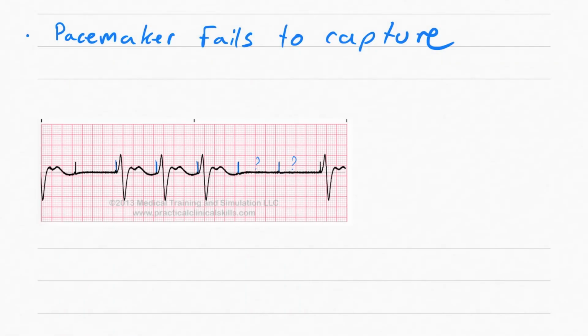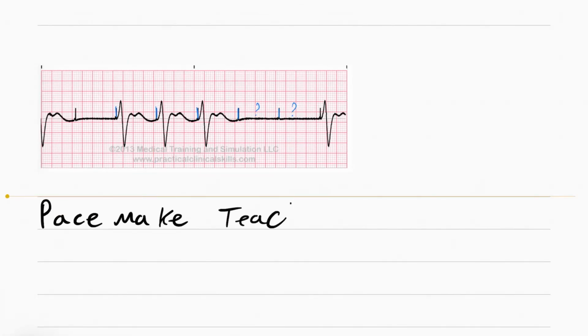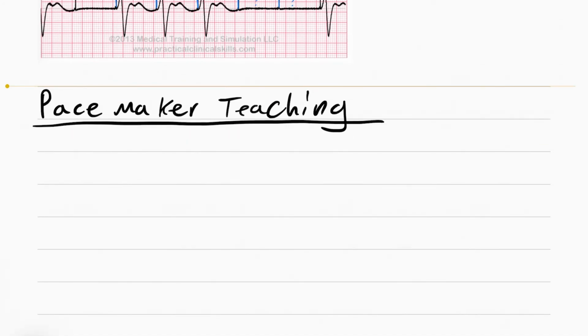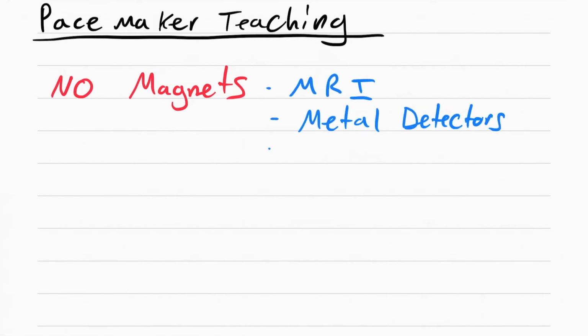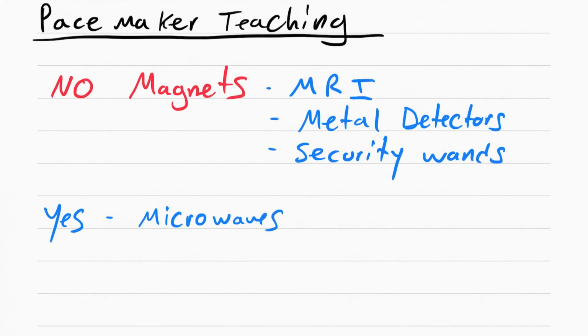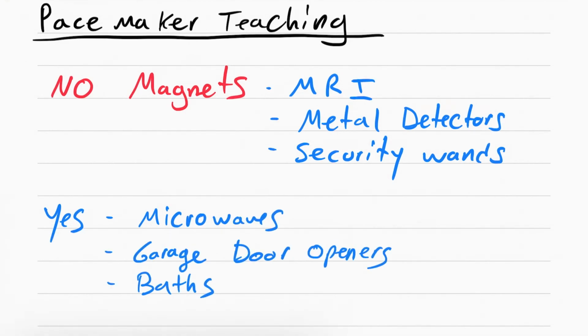Now, when you discharge a patient that has a pacemaker, you have to teach them a few things. The most important thing you teach them is to avoid magnets, like MRIs, metal detectors, or security wands. This is because it can interfere with the electrical signal it sends the heart. Now, what is okay to be around is microwaves, garage door openers, and they can still take baths and swim because it's surgically placed under the skin.